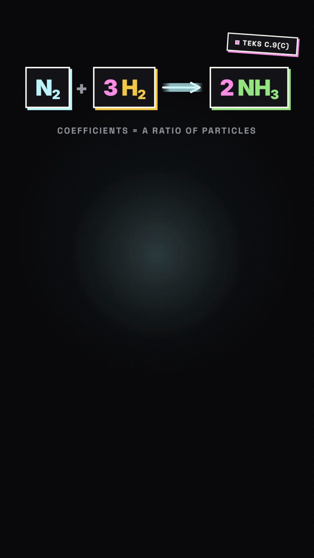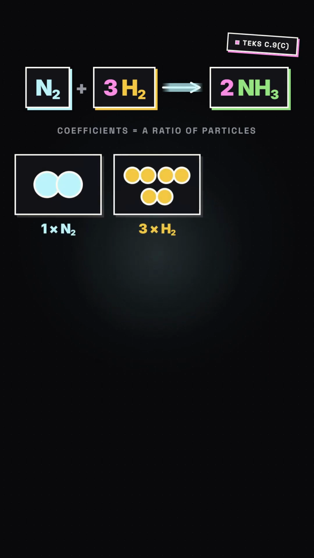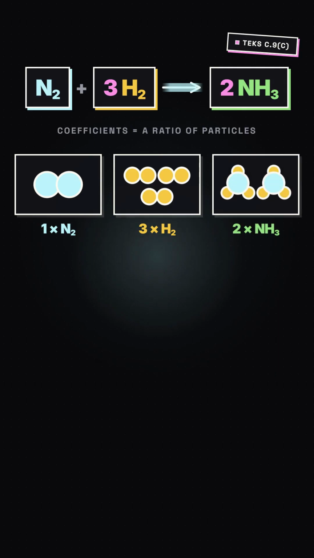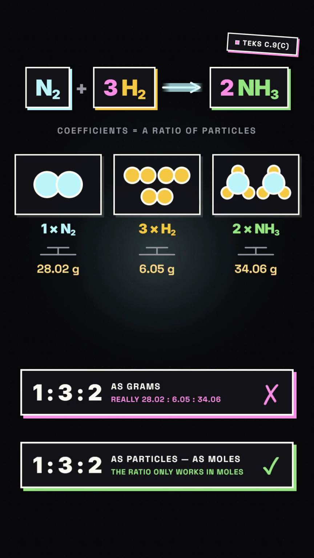The coefficients are a ratio of particles. One nitrogen molecule reacts with 3 hydrogen molecules to make 2 ammonia molecules. But those particles don't weigh the same. Weigh them and you get 28 grams, 6 grams, 34 grams, nowhere near 1 to 3 to 2. The ratio only works in moles.